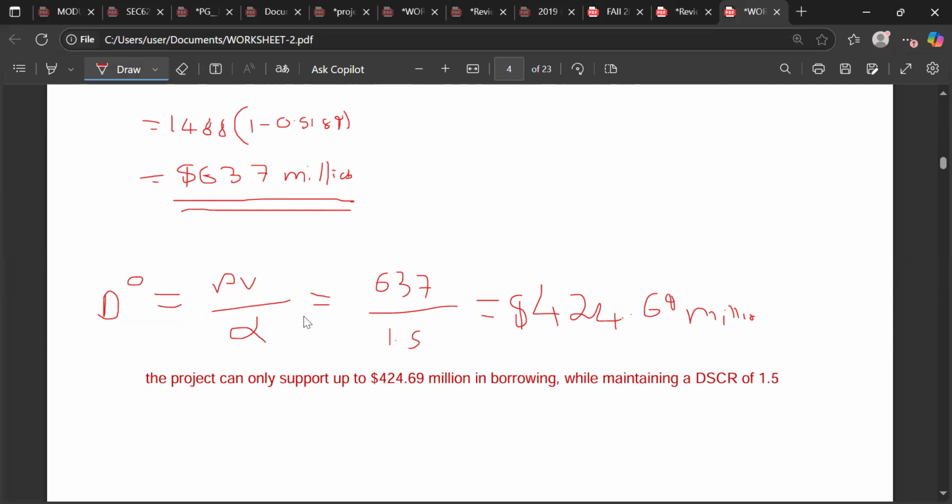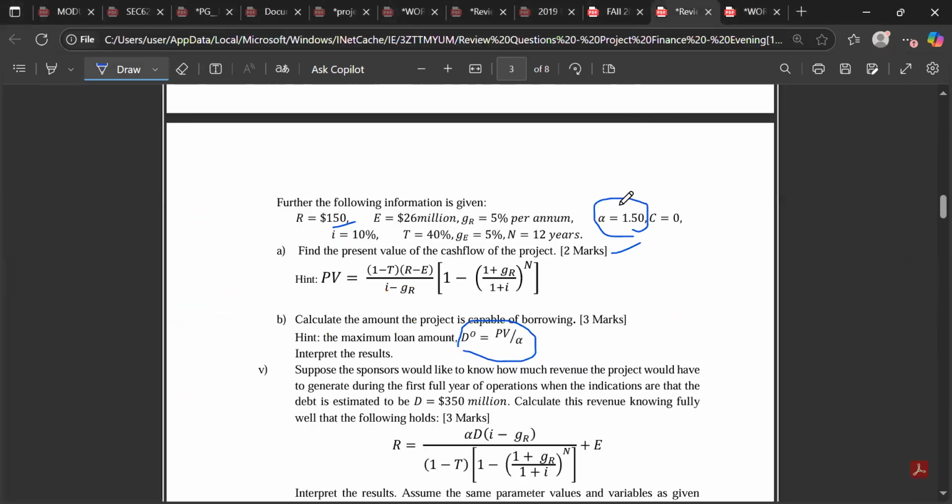Is anyone behind so far? All right, thank you. Mr. Whether, are we clear so far? Yes. So the DSCR, where is it? We're given it as alpha here. Now, what does DSCR stand for? It's the debt service coverage ratio. It just shows how much debt you can take out.